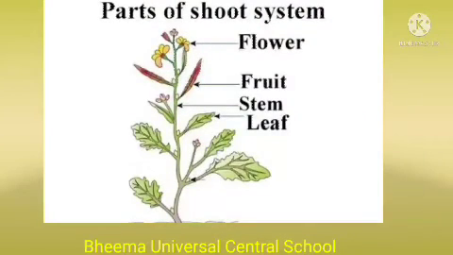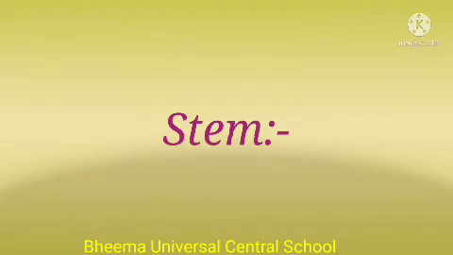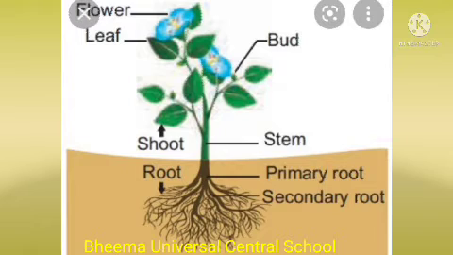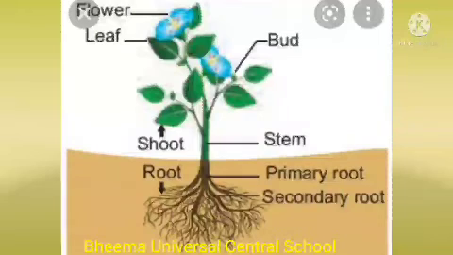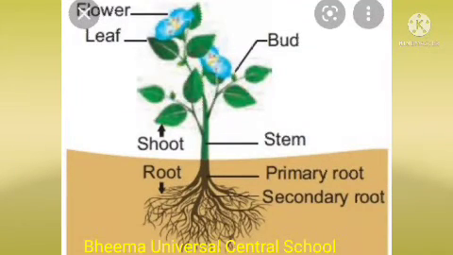Next is shoot system. All the parts of a plant that are above the soil come under the shoot system. First one is stem. The part of the plant which rises vertically up from the ground is called stem. The stem supports its branches and other parts of the shoot system like leaves, flowers and fruits.